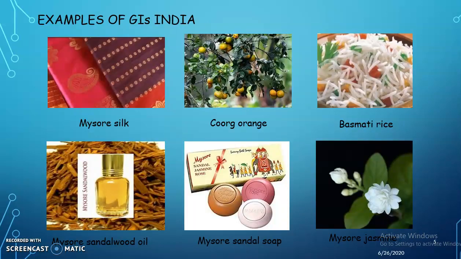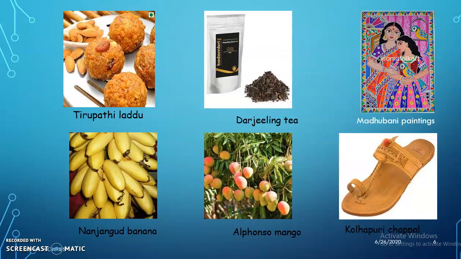Some important examples of geographical indications in India: Mysore silk, Coorg orange, Basmati rice, Mysore sandalwood oil, Mysore sandal soap, Mysore jasmine, Tirupati laddu, Darjeeling tea, Madhubani paintings, Nanjangud banana, Alphonso mango, and Kolhapuri chappal.